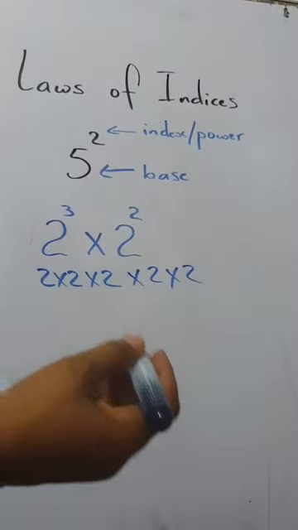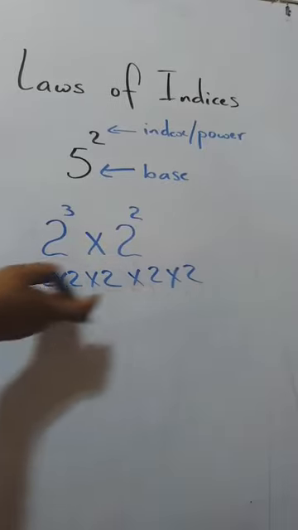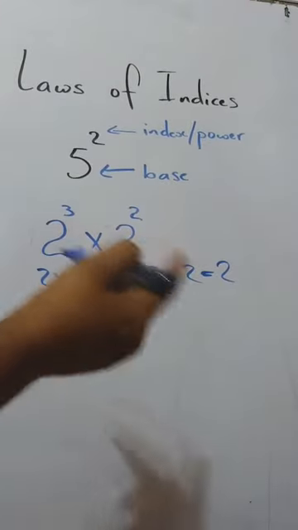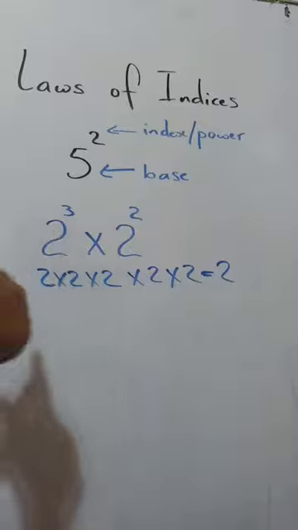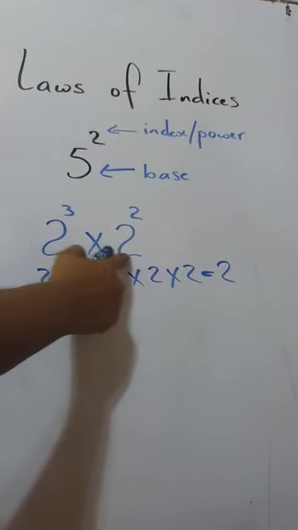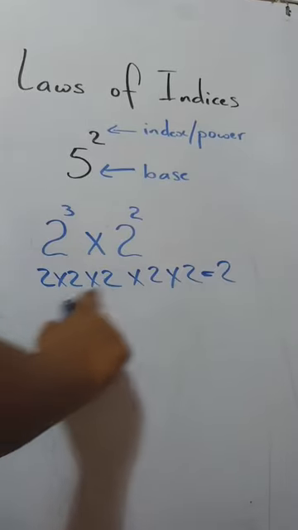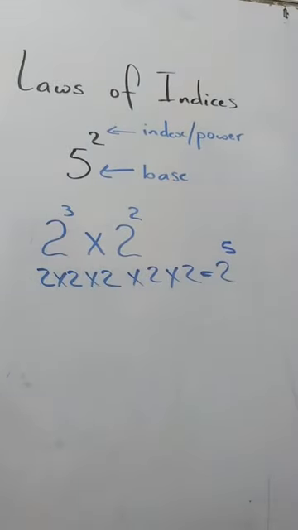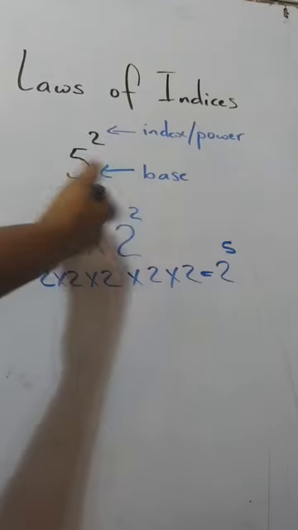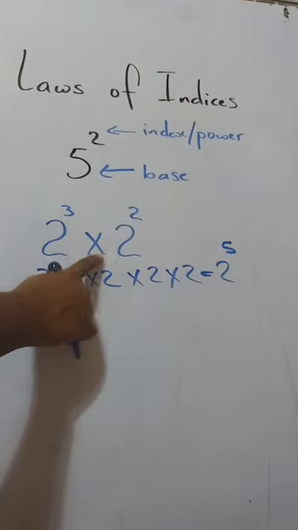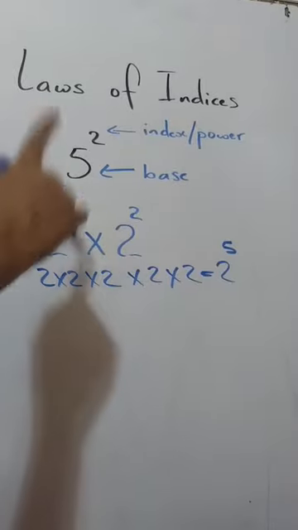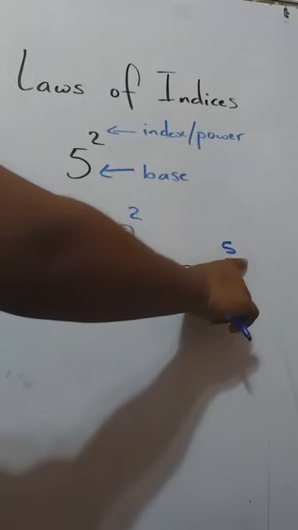Now remember what an index does: it allows us to write a base that is the same base, and instead of writing it out so many times, we just tell them how many times it was multiplying itself. It's the same 2 multiplying itself here. But now I realize it's multiplying itself 5 times. So what does the first law look at? Let's observe what's happening here. 2 is raised to the power of 3 times 2 is raised to the power of 2. That really means 2 was multiplying itself 5 times.